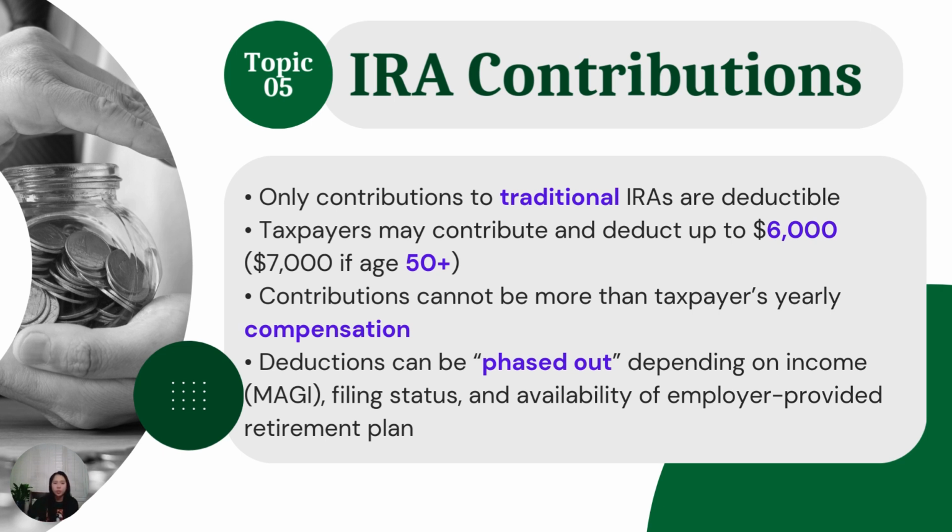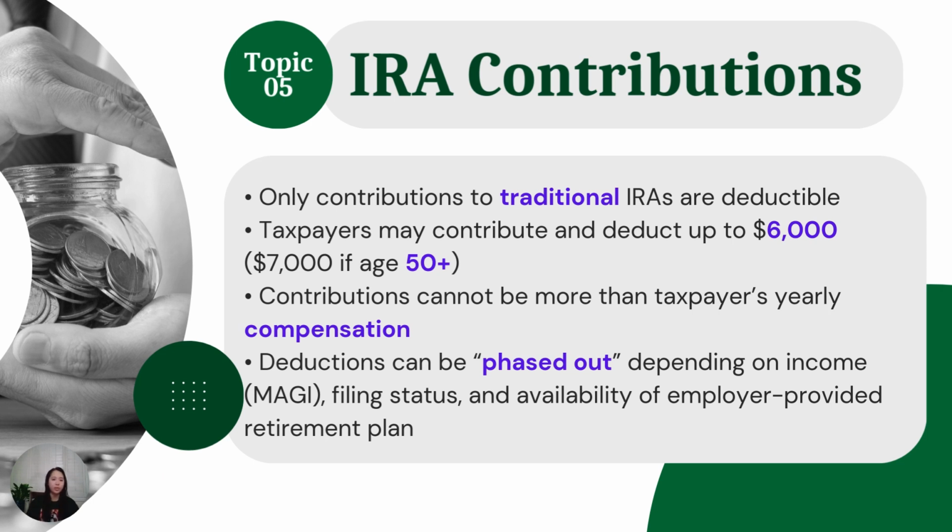So only contributions to traditional IRAs are deductible, and taxpayers may contribute and deduct up to $6,000, or $7,000 if you're 50 and up. There's a limit on how much you can put in each IRA, and that's $6,000, meaning you can only deduct up to $6,000. So say you put all $6,000 in there, you'd be able to deduct all of it. If you put $5,000 in there, you'd be able to deduct $5,000 because that's how much you're putting in the IRA. Contributions cannot be more than the taxpayer's yearly compensation. This makes sense. You can't put more in an IRA than you actually have to live on. That just doesn't work. And deductions can be phased out depending on income.